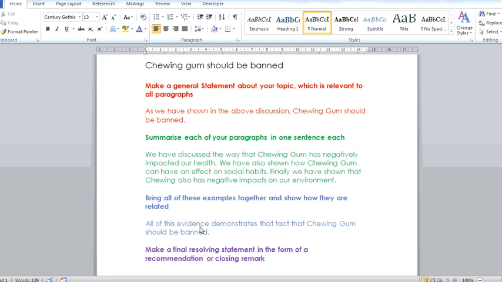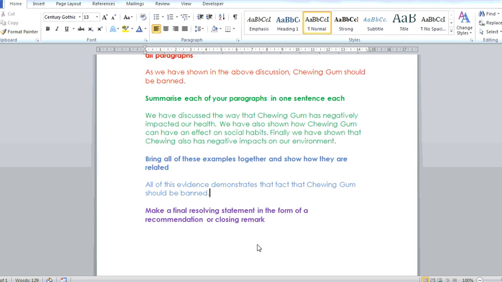Once again, I know I'm repeating myself. I said chewing gum should be banned up above, but again, all I had to do was show that these three things are all related to one singular thing, which is the fact that chewing gum should be banned. And of course, I'd add a bit of variety if I was writing at a slightly higher level.